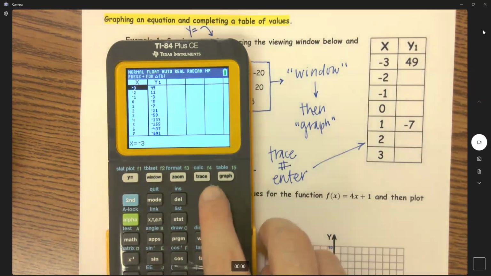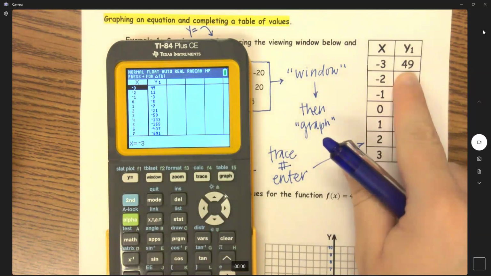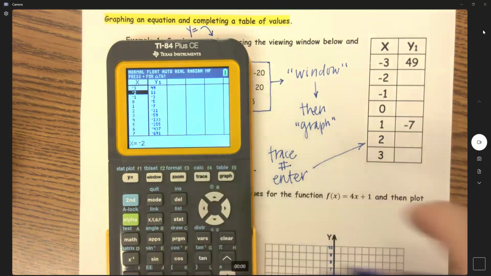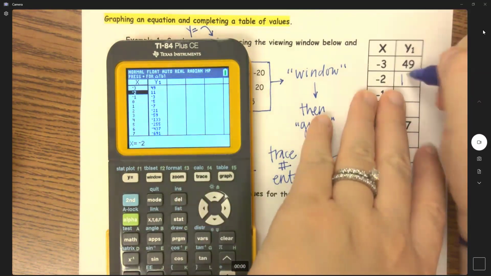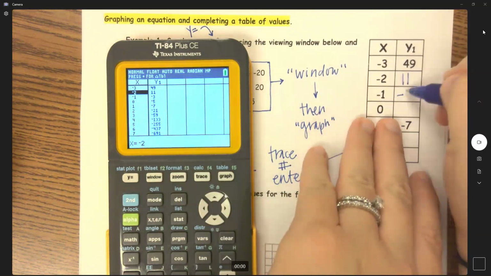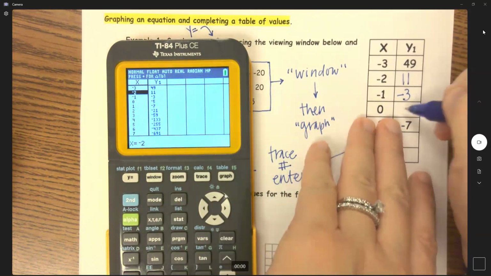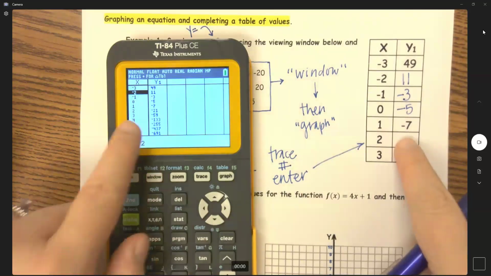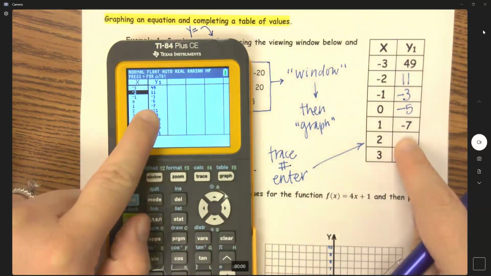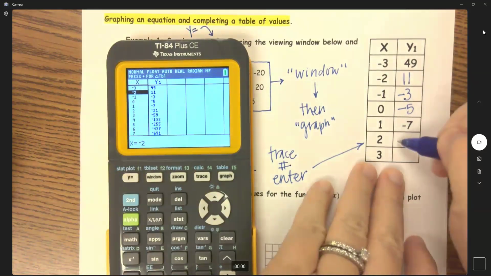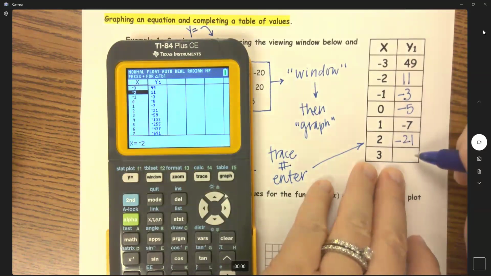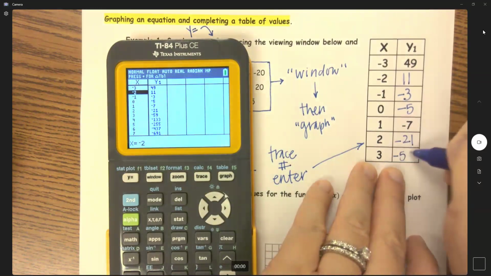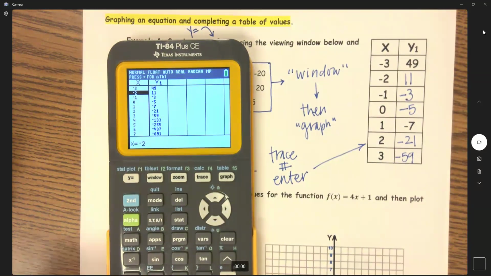So I'm starting at -3 is 49. So then -2 is 11. -1 is -3. Then we get -5. Here's a check. Yep, that is at -7. So we can keep going. -21 and -59. So again, because there are so many to fill out, that table is probably the easiest one.